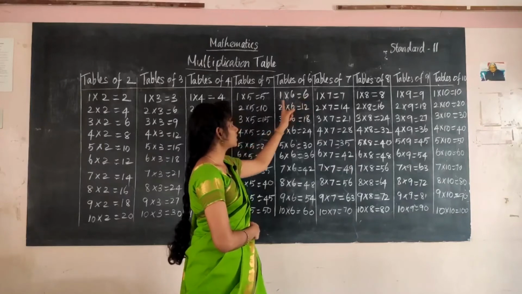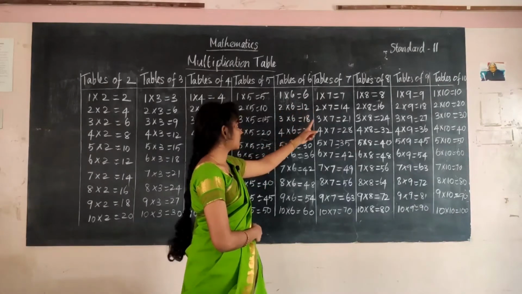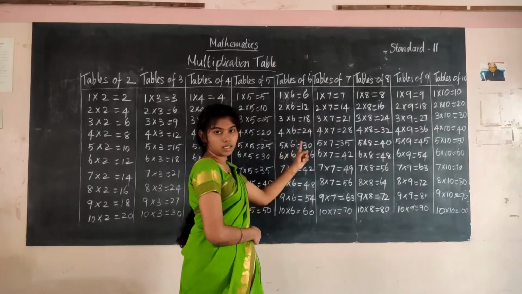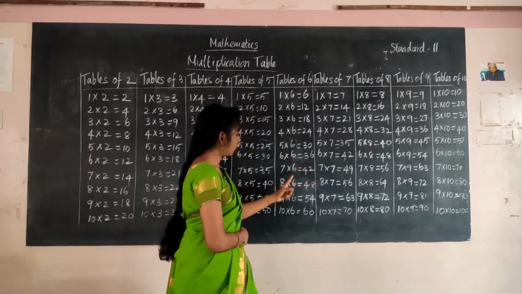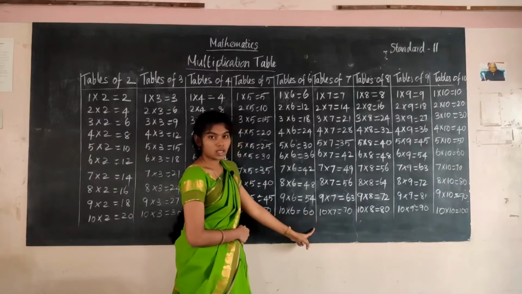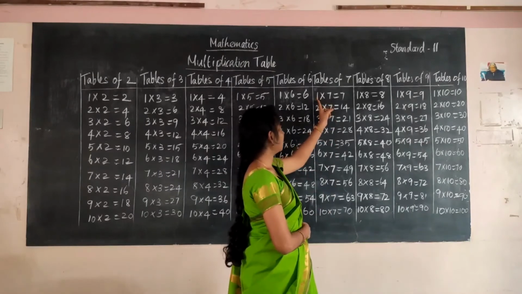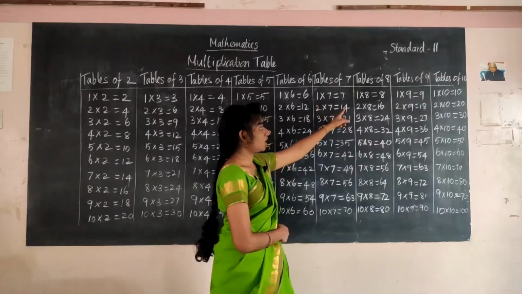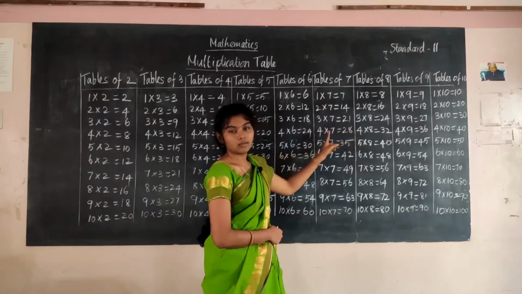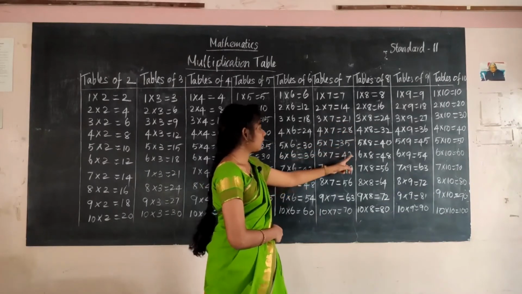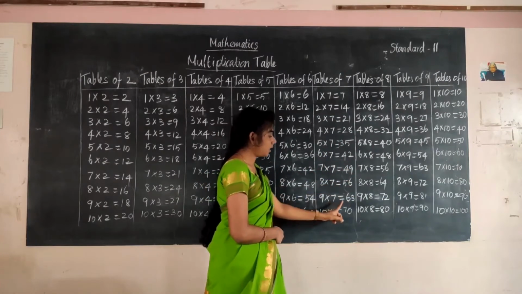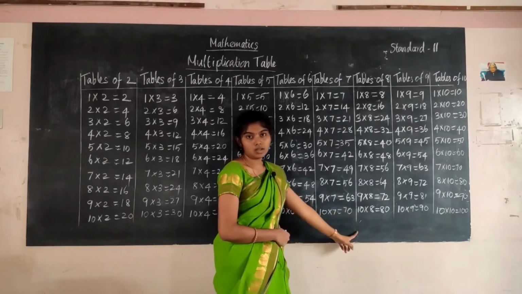1 6 is 6, 2 6s are 12, 3 6s are 18, 4 6s are 24, 5 6s are 30, 6 6s are 36, 7 6s are 42, 8 6s are 48, 9 6s are 54, 10 6s are 60. And here see the seventh table. 1 7 is 7, 2 7s are 14, 3 7s are 21, 4 7s are 28, 5 7s are 35, 6 7s are 42, 7 7s are 49, 8 7s are 56, 9 7s are 63, 10 7s are 70.